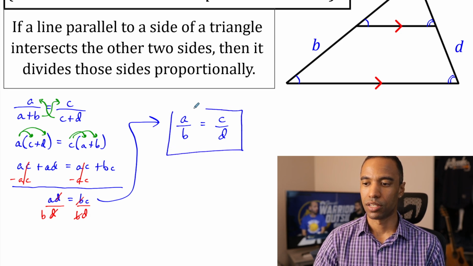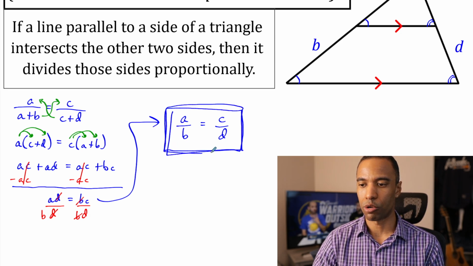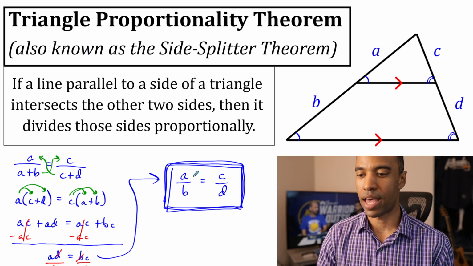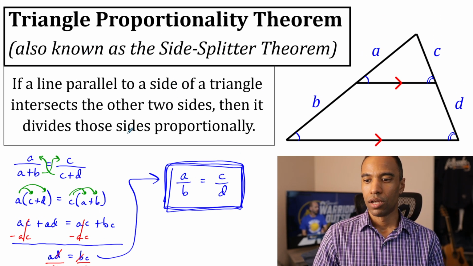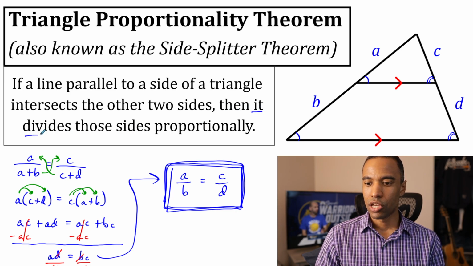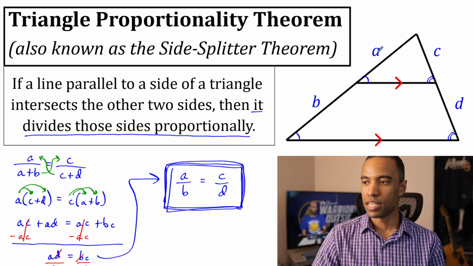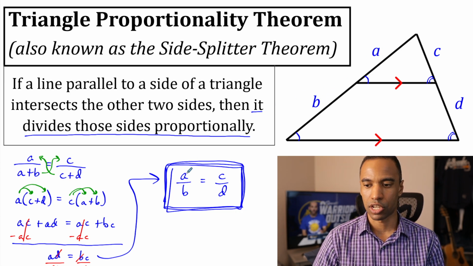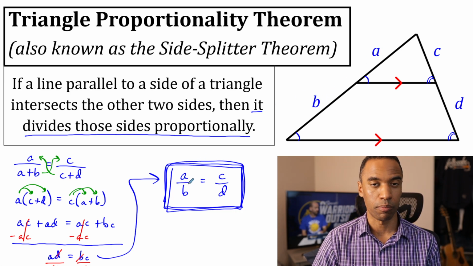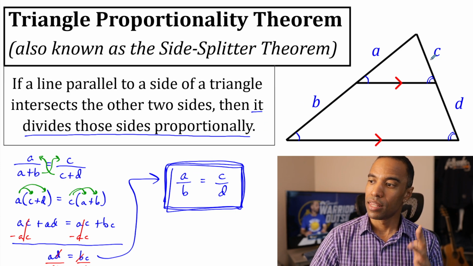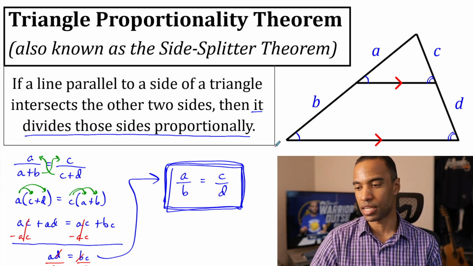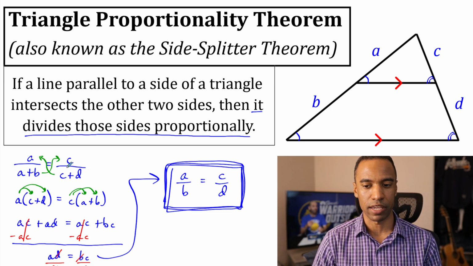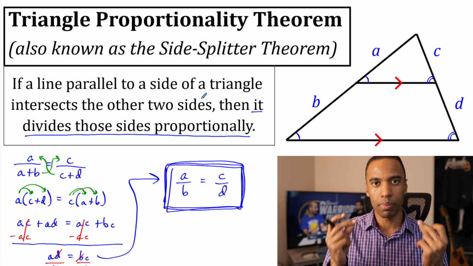Ladies and gentlemen, this is the triangle proportionality theorem at play, or the side splitter theorem. Let's go ahead and see what we found here. It divides those sides proportionally. The left side was divided into segments A and B in such a way that I can build a ratio, A over B, that's going to be equal to the other side divided into the segments C and D, and I get C over D. Yeah, this is a little bit cleaner than A over A plus B equals C over C plus D. It's just a little bit faster there.